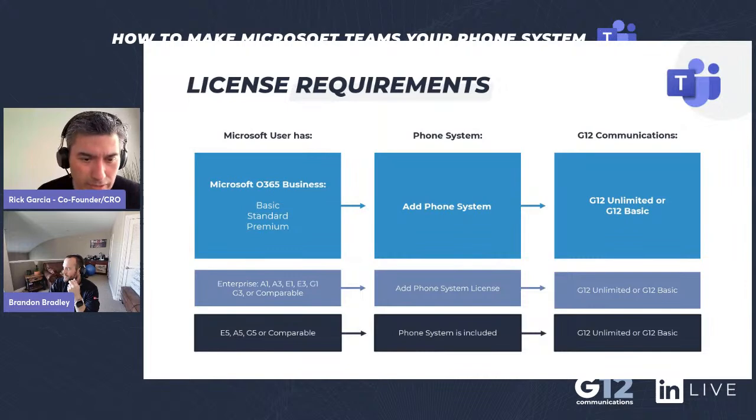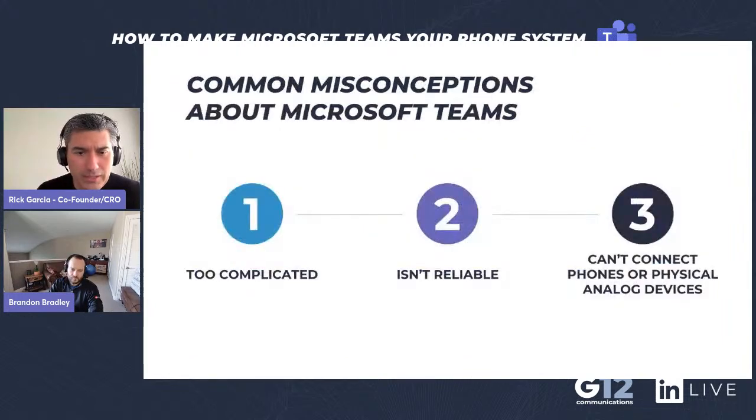We've got a calculator for you, a spreadsheet, at the end of this presentation. But if you have that license, you're in for a treat. You really are. And then I think that's really it there. And then you just need to add the PSTN to that.